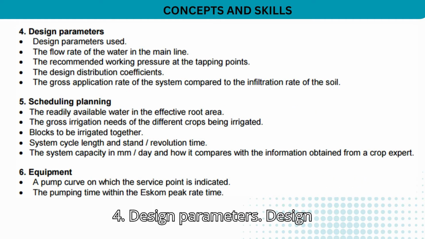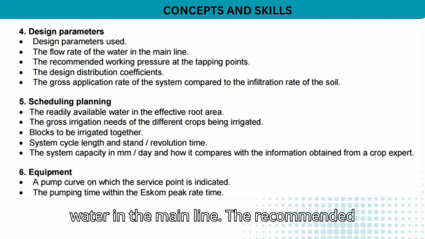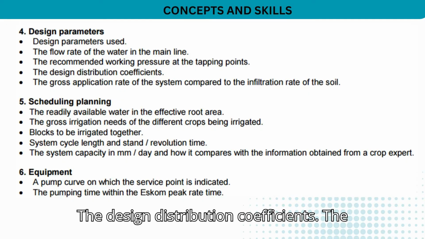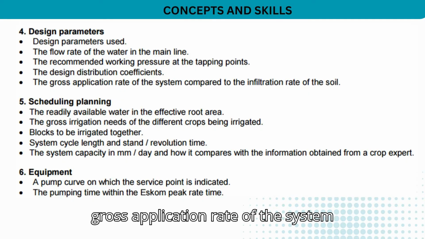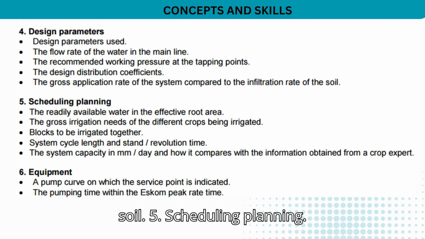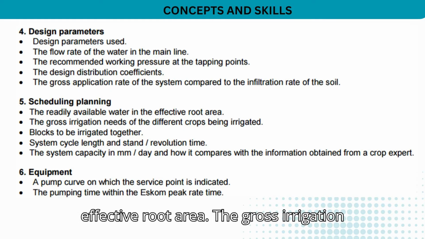4. Design parameters. Design parameters used. The flow rate of the water in the main line. The recommended working pressure at the tapping points. The design distribution coefficients. The gross application rate of the system compared to the infiltration rate of the soil. 5. Scheduling planning. The readily available water in the effective root area.